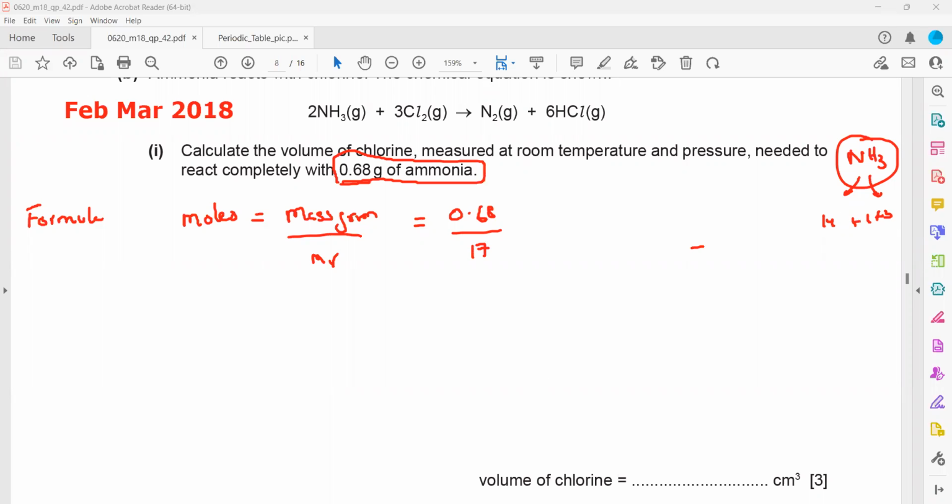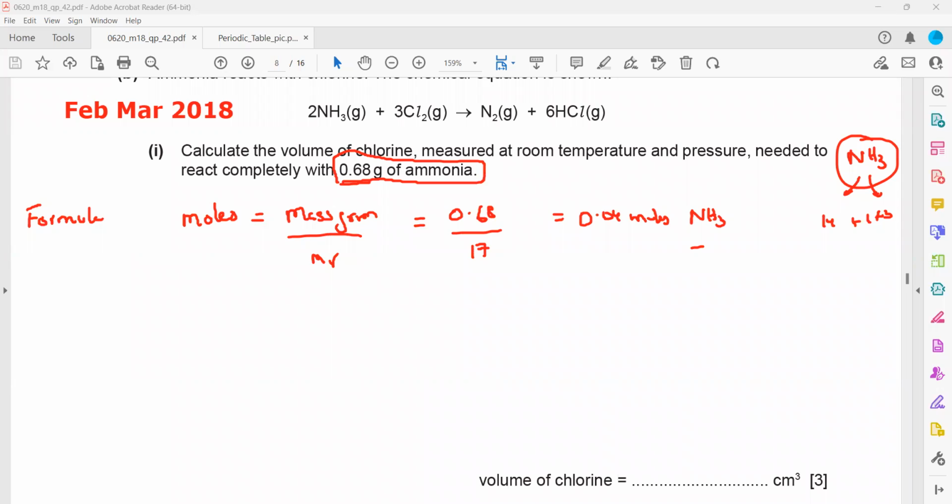So 0.68 divided by 17. What will it give? This will give you the moles of ammonia: 0.04. So we got 0.04 moles of ammonia, or NH3. Now we have the moles of ammonia, and at first we were having a mass, so we use moles equals mass in gram divided by molar mass.